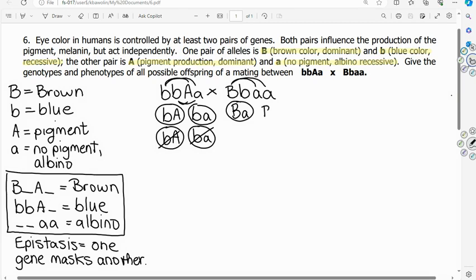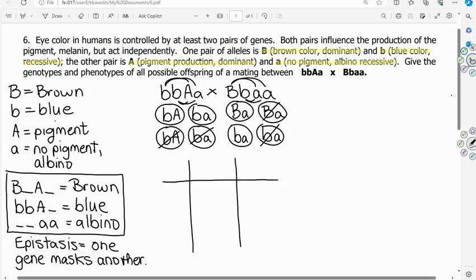The other parent, we have a capital B, capital A, another one, and then the inner two, little b, little a, and the last two, another little b, little a. So again, we can cross out two of the gametes. Our Punnett square now is a 2x2 Punnett square.